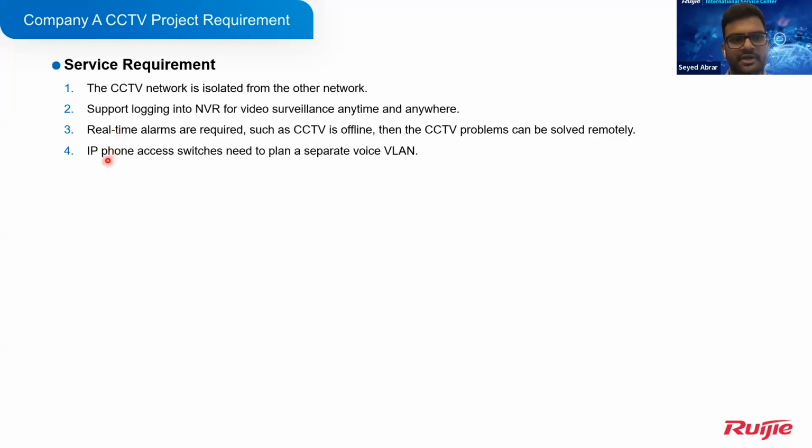And then suppose you have IP phones in your network, you can create a separate voice VLAN and segregate them with the different services. You can use NBS switches to do the configuration of the voice VLAN. This is one of the typical project requirements of the CCTV. Hope you got the project requirement of the CCTV.